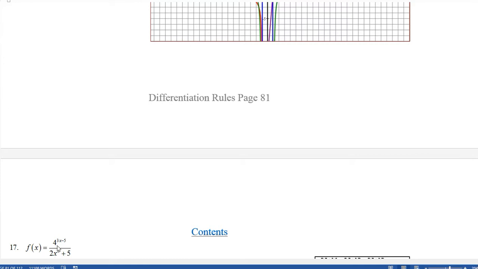So f of x equals 4 to the power 3x minus 5 in the numerator, and the denominator is 2x squared plus 5. We want you to find the first derivative, the second derivative, and the equation of the tangent line at x equals 1 for this function, and graph all those things along with the original function together and see what you see in terms of the graphs. So let's start by getting the first derivative. If you haven't done this already, please do so now.